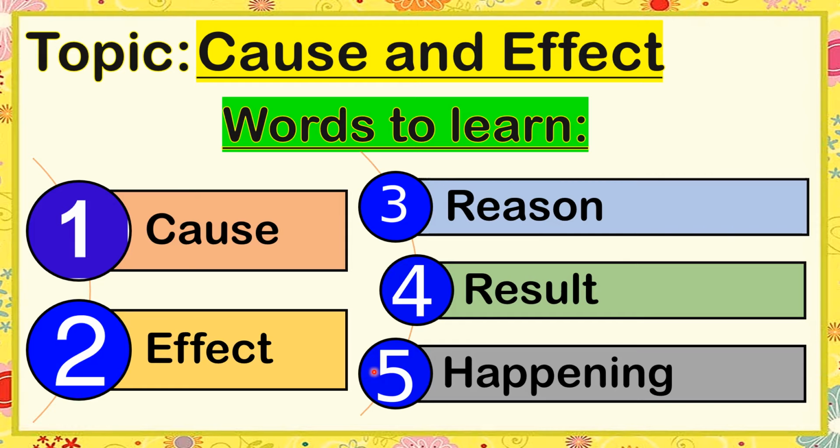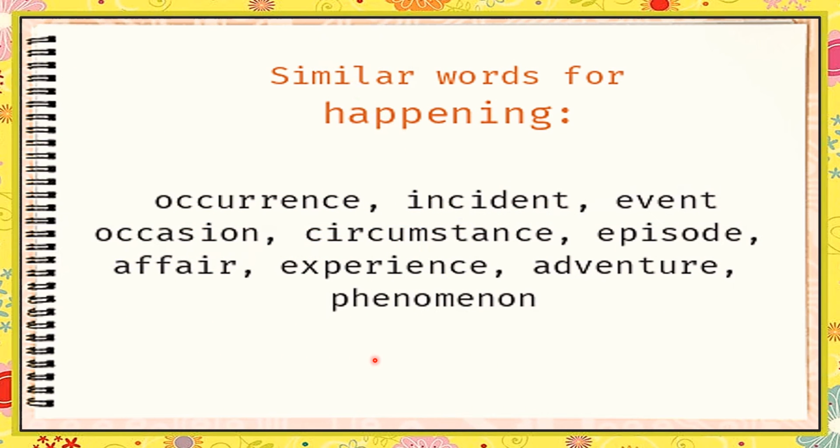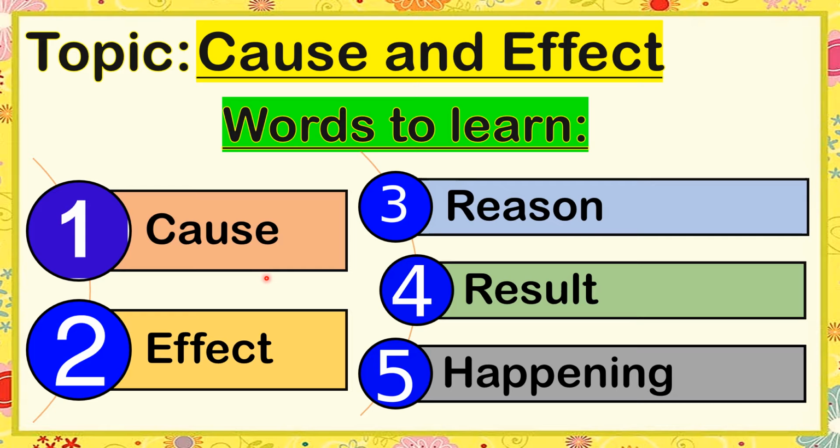And the last word is happening. So class, what are the similar words for the word happening? We have occurrence, incident, event, occasion, circumstance, episode, affair, experience, adventure, and phenomenon. So these are the 5 words that we will be encountering in our next slides. Let's repeat reading them again. Number 1, cause. Number 2, effect. Number 3, reason. Number 4, result. And number 5, happening.